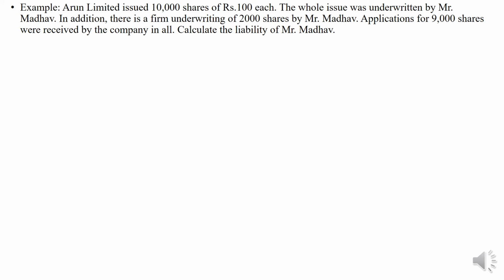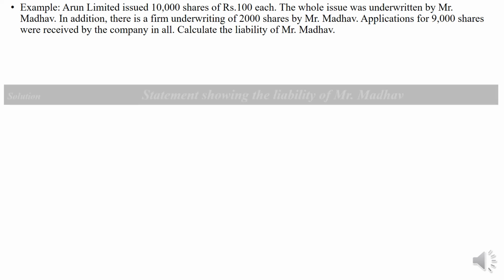Now let us understand this with an example. Arun Limited issued 10,000 shares of rupees 100 each. The whole issue was underwritten by Mr. Madhav. In addition, there is a firm underwriting of 2,000 shares by Mr. Madhav. Applications for 9,000 shares were received by the company in all. So we have to calculate the liability of the underwriter. The issue size is 10,000 shares. The whole issue was underwritten, so this is a complete underwriting. And the firm underwriting number of shares is 2,000. Applications received by the company are 9,000. Now let us solve this case.